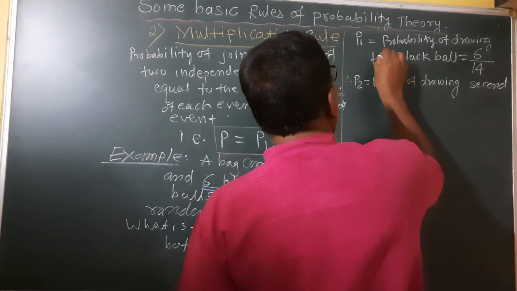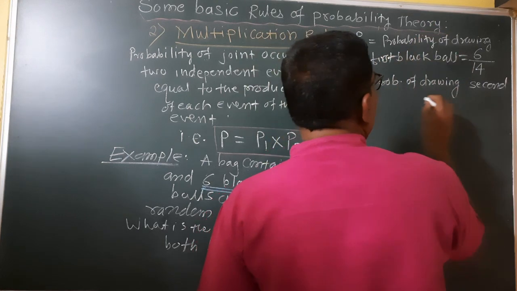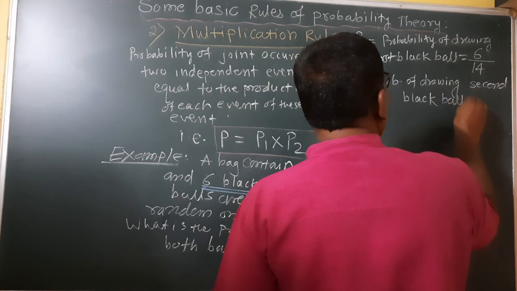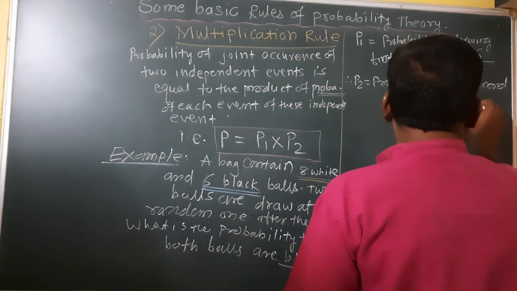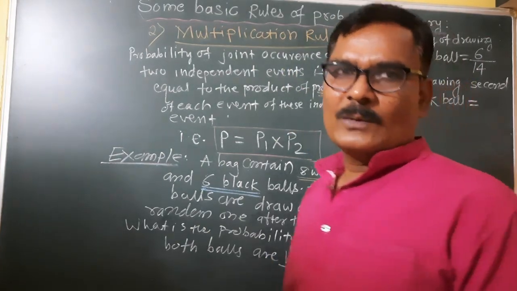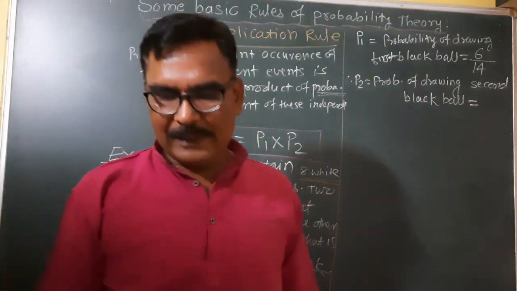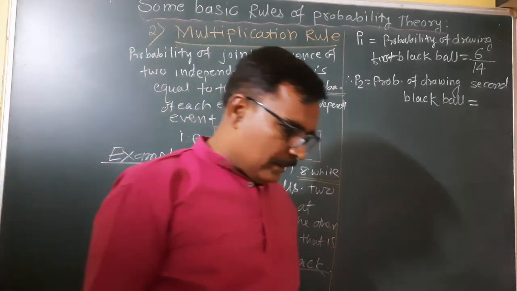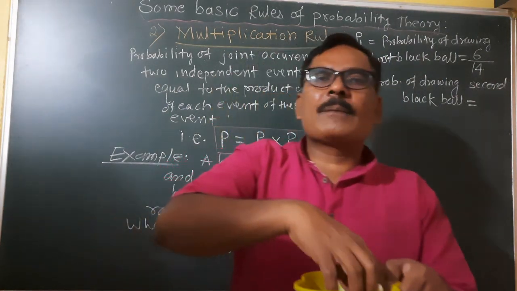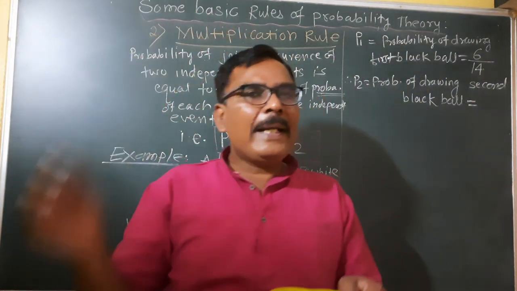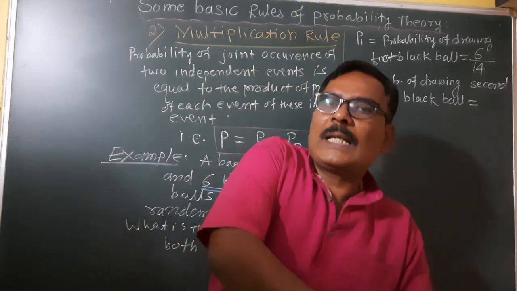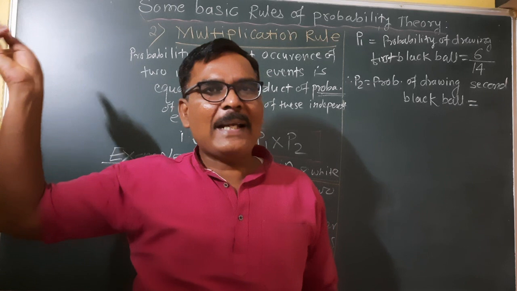Here first, second black ball. Again we have to consider how many black balls there are. Total black balls we have to consider: 6. Here we have a bag consisting of 6 black balls and 8 white balls. Out of that we take one ball, and that is a black.